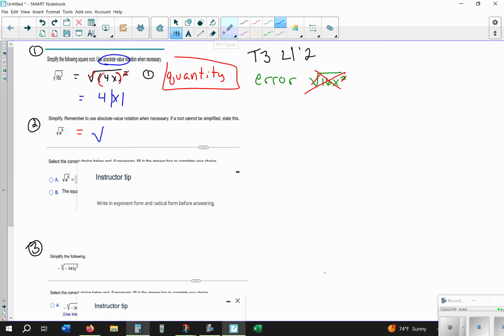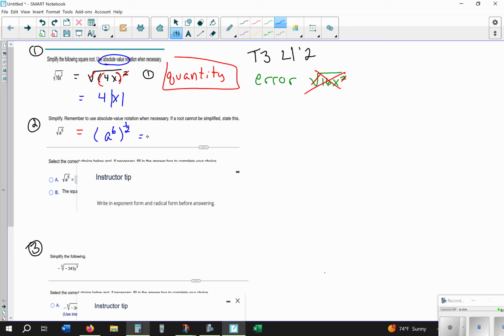oops, sorry, I started the wrong one. There we go. So exponent form would be that, sorry, I'm still not doing it right. I'll try one more time. Okay, there we go. There's exponent form.